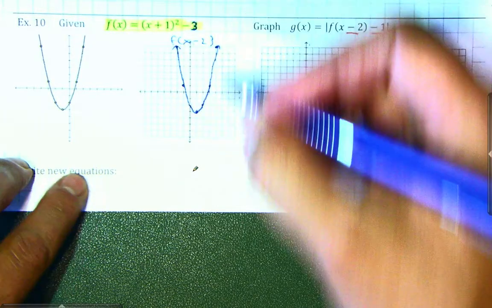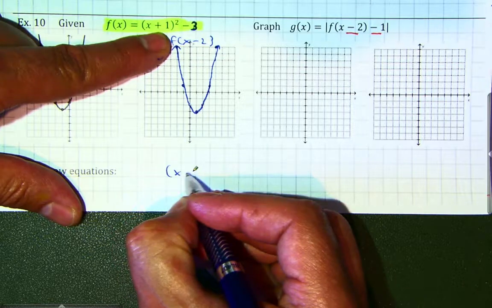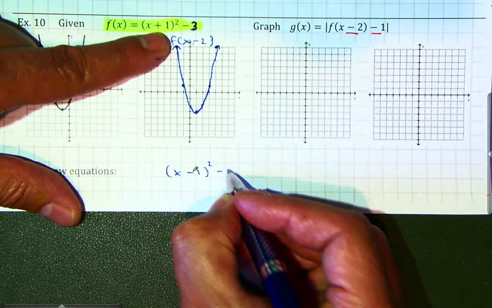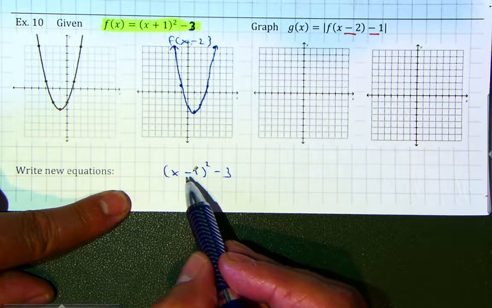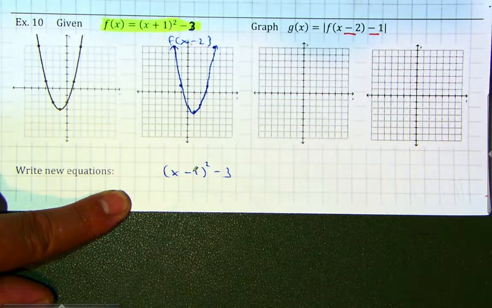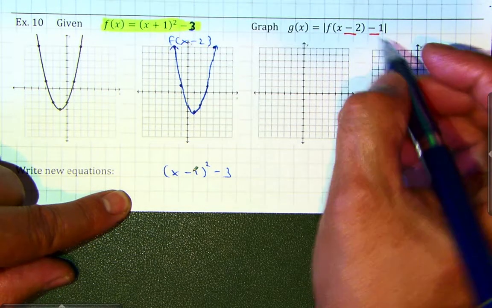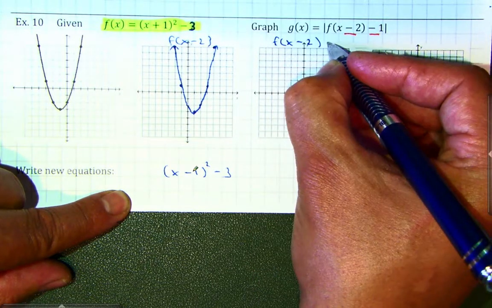Let's write down the equation. We're going to subtract 2. So that gives me x minus 1 squared minus 3. My vertex is -1, positive 1, -3 now. Positive 1, -3, it matches. Next will be the -1. It will be f of x minus 2 minus 1.